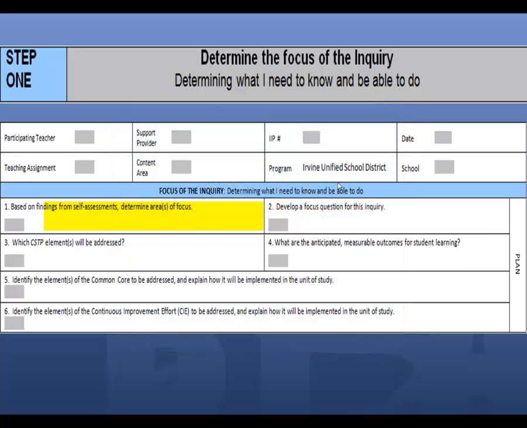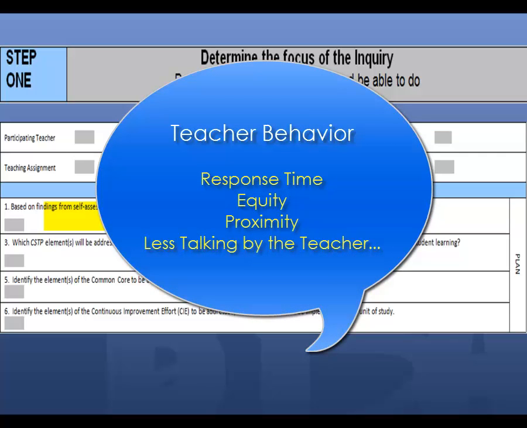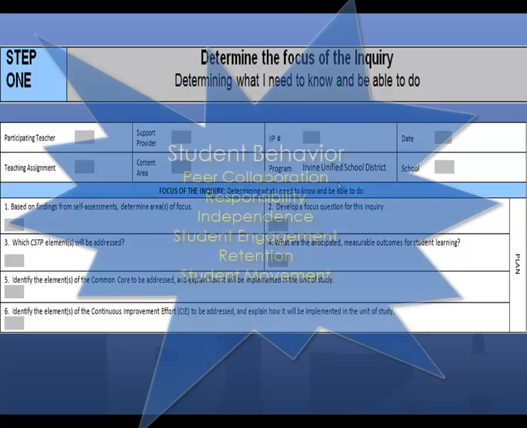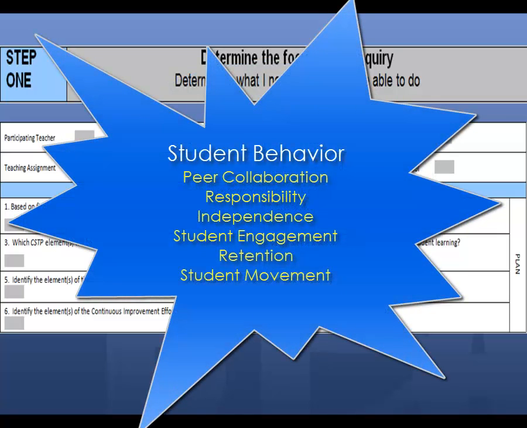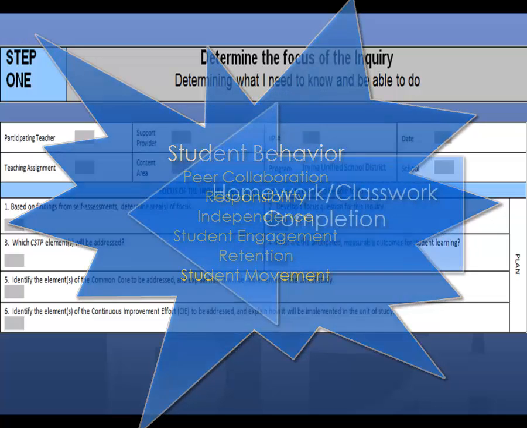When considering the area of focus, ask yourself, what area do you want to improve that will ultimately improve student learning? Possible areas of improvement may include teacher behavior, response time, equity, proximity, less talking, or student behavior, which may include more peer collaboration, improved responsibility, increased independence, improved student engagement and retention, and increased student movement during the lesson.